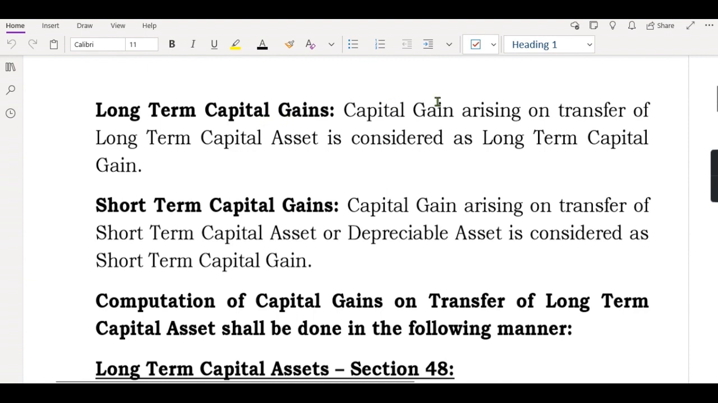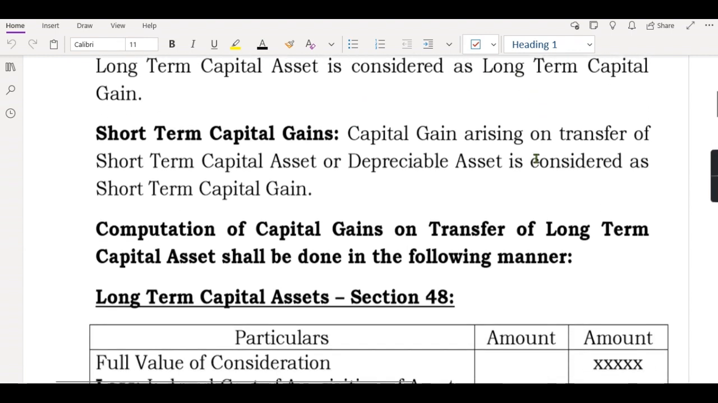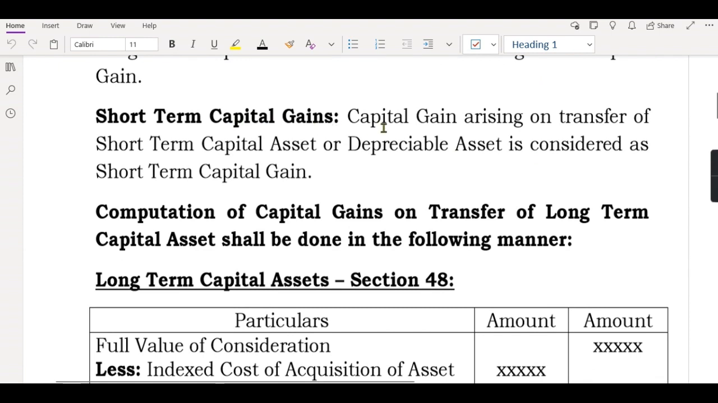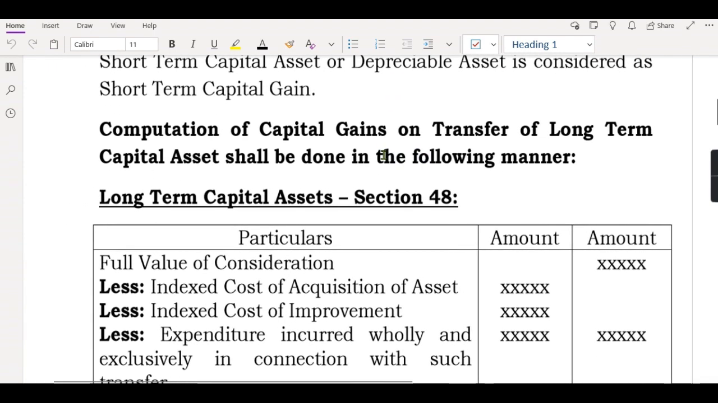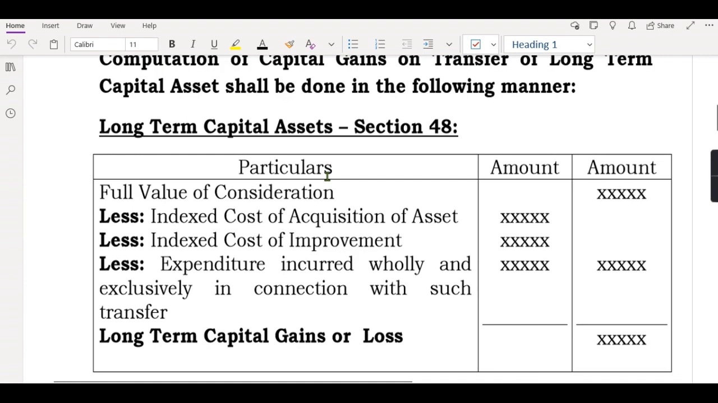Long-term capital gains. Capital gain arising on transfer of long-term capital asset is considered as long-term capital gain. Short-term capital gains. Capital gain arising on transfer of short-term capital asset or depreciable asset is considered as short-term capital gain. Computation of capital gains on transfer of long-term capital asset shall be done in the following manner.